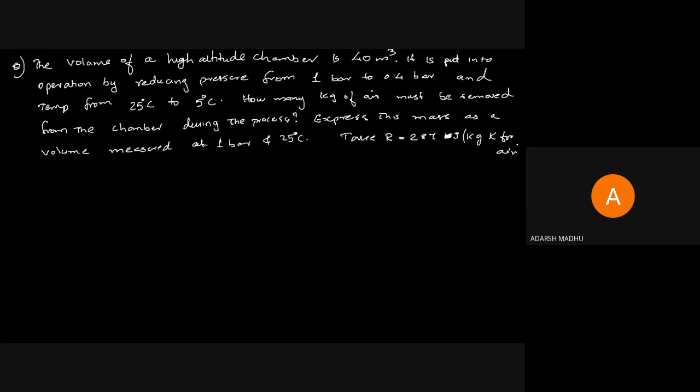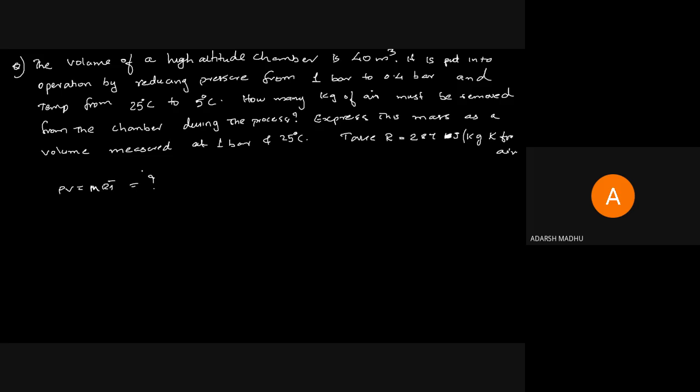So how much mass of air must be removed? Express this mass as a volume measured at 1 bar and 25 degrees Celsius. To find the mass, we only have the equation PV equal to MRT. The main equation we are using is PV equal to MRT, and you want to find the mass value. For the initial condition, PV equal to MRT, and at the final condition, PV equal to MRT.